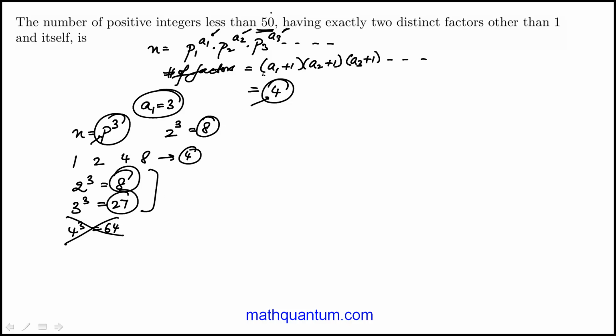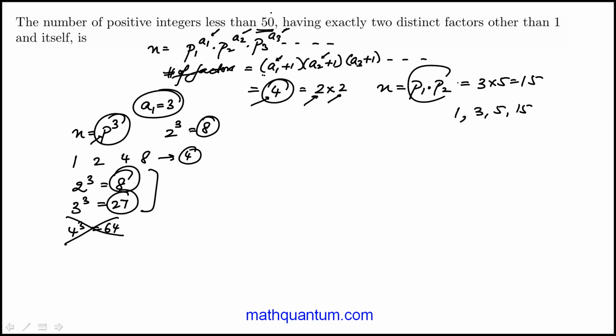Now there's another way this can happen, that 4 is a result of 2 times 2, which means that a1 is 1 and a2 is 1, which means it's a product of just 2 prime numbers. An example would be 3 times 5, 15, and the factors are 1, 3, 5, and 15. So we need numbers that have this form, and the product of those 2 primes has to be, of course, less than 50.